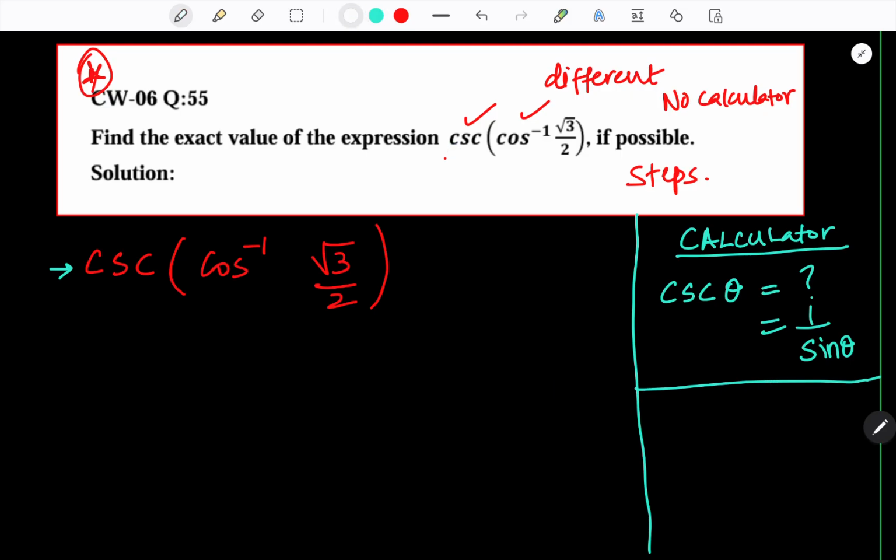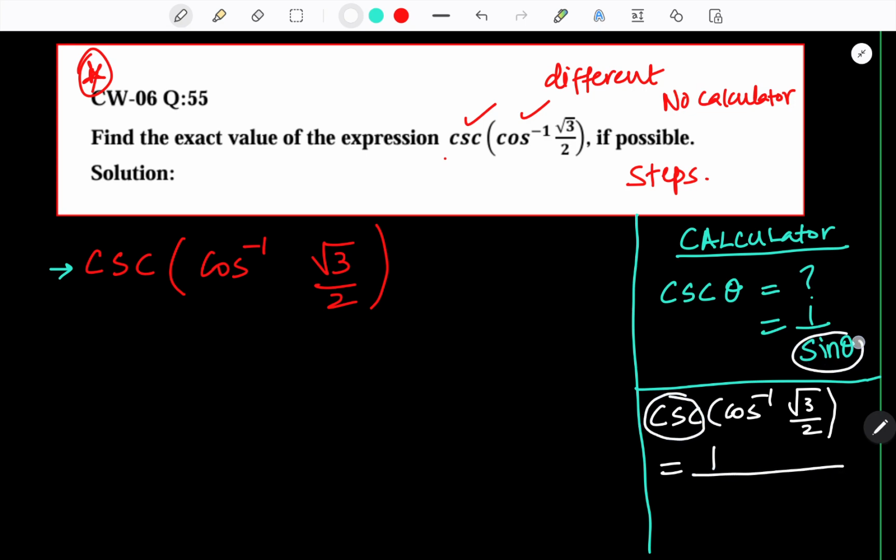Let's go to the second step. What is the second step? Your question is cosecant cos inverse root 3 by 2. Okay, clear? Right. How to put it in the calculator? 1 divided by cosecant is what? Sine. What is your theta? This is your theta. So 1 divided by sine, bracket open, cosine inverse root 3 by 2. Okay. So just put in this calculator fraction mode 1 divided by sine theta and then shift cosine inverse.